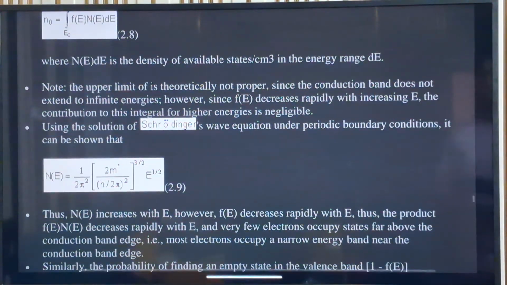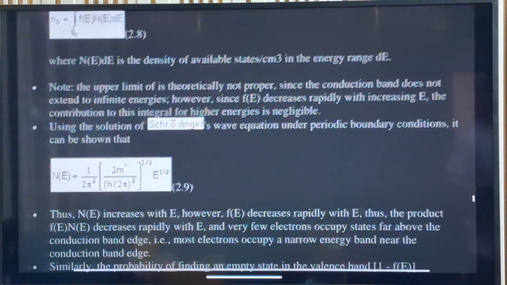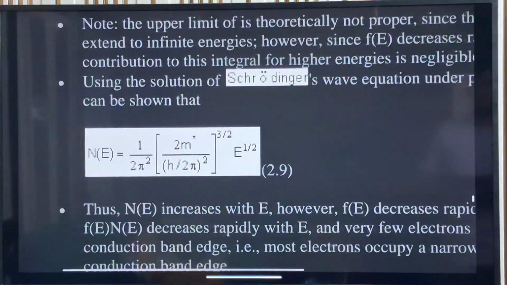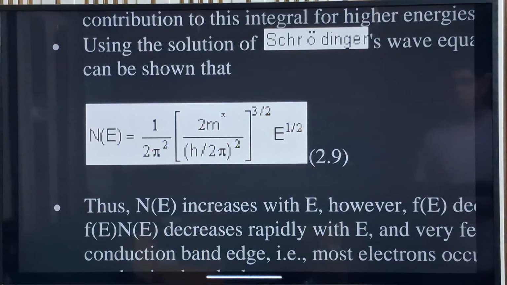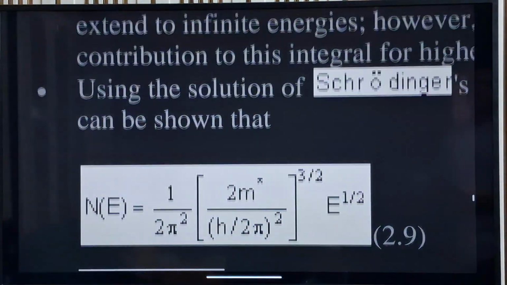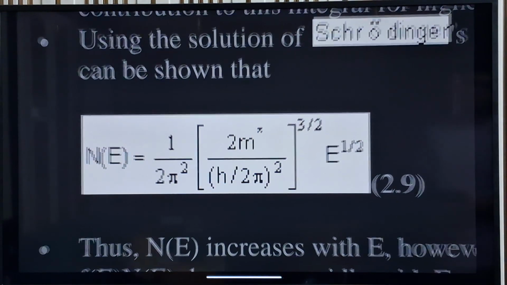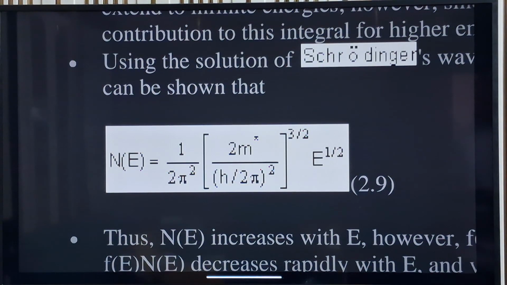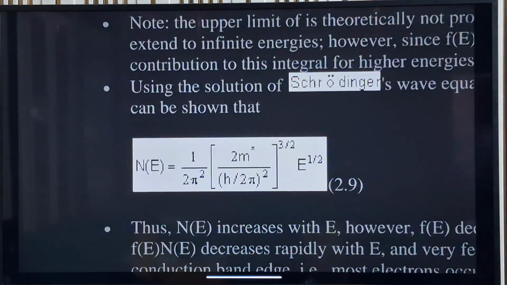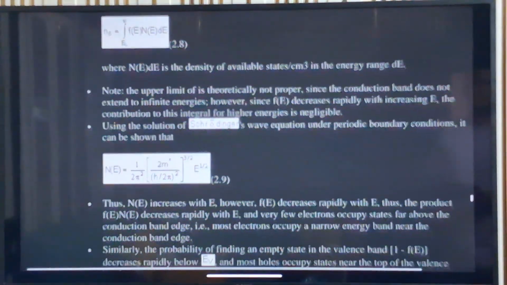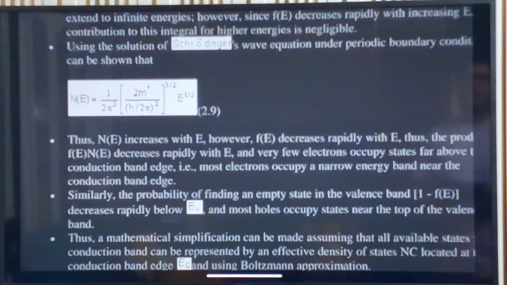So using the solution of Schrodinger's wave equation, it can be shown that N(E) is equal to 1 by 2 pi square times (2m star divided by h bar square) to the power 3 by 2 times E to the power half. Note that m star is the effective mass which we had seen earlier, and h by 2 pi is h bar, or reduced Planck's constant. So that is the density of energy states at an energy level, which we can calculate using this formula. Once again, important from a numerical standpoint.